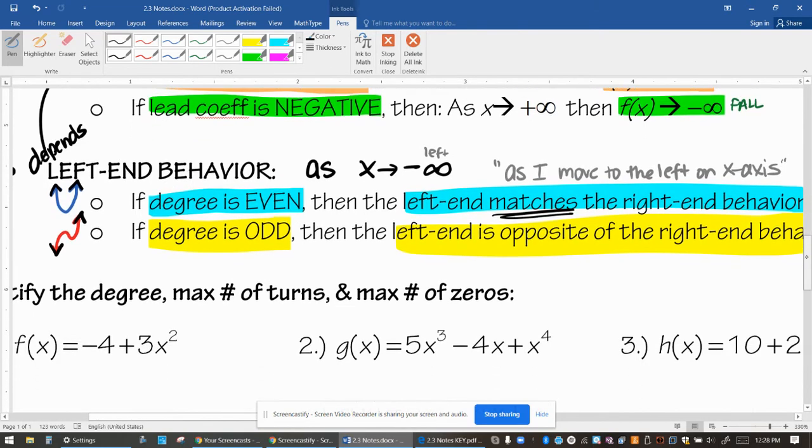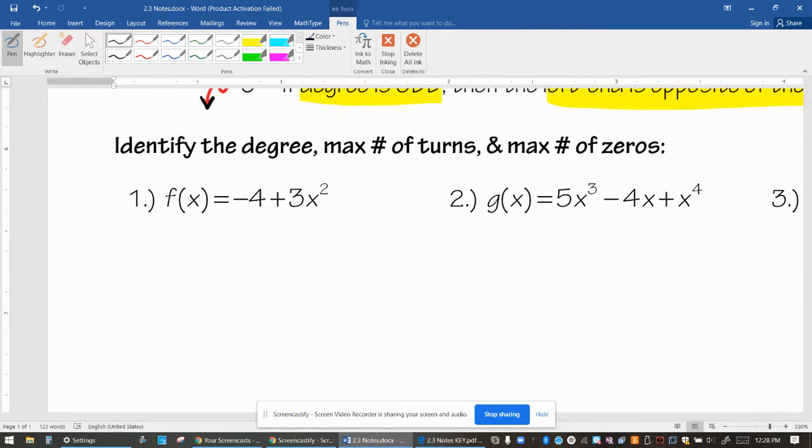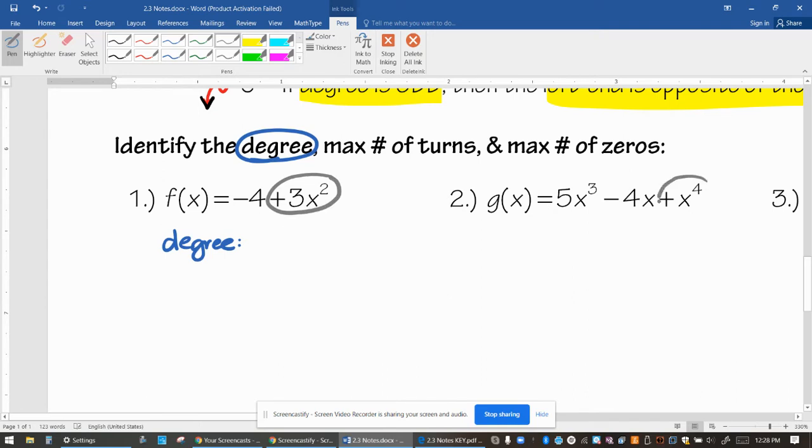All right, let's practice. For these first four examples, they want to know the degree, the number of times it switches directions, or max number of turns, and the max number of zeros or solutions. Okay, so degree. Now, what is degree? Degree asks you for the highest exponent. So it's important for you to take a minute and look through all the terms till you find the one with the highest exponent. So the degree here is quadratic, it's a 2.